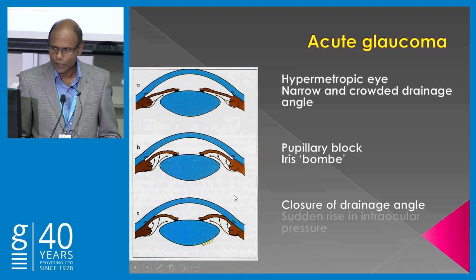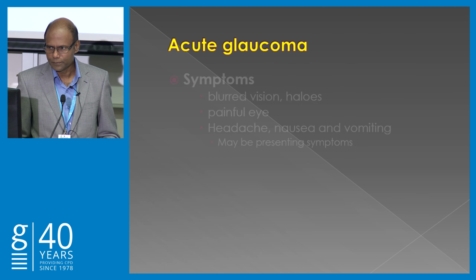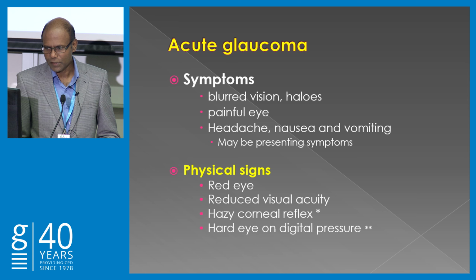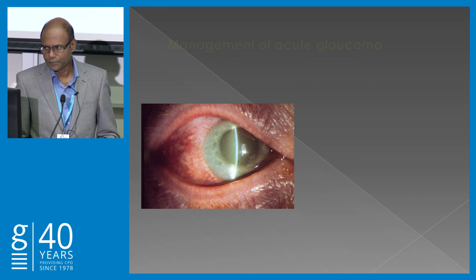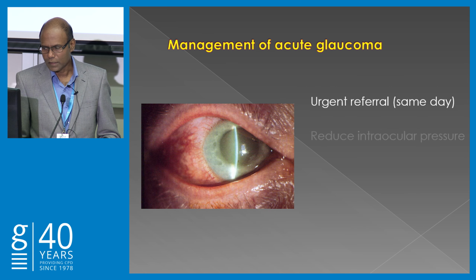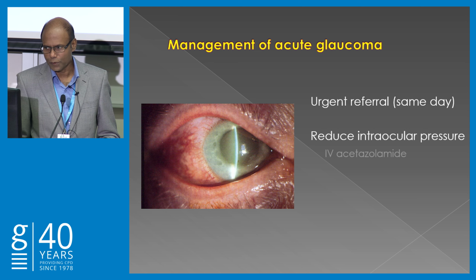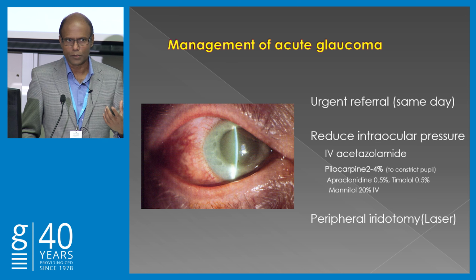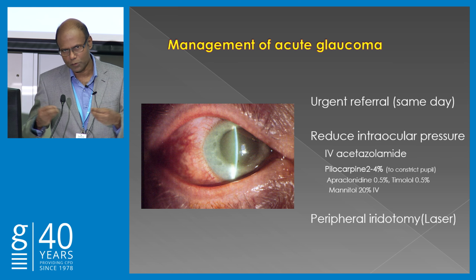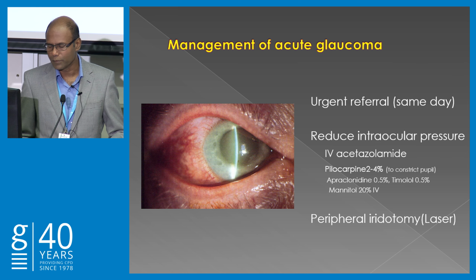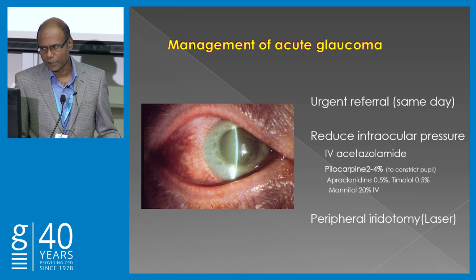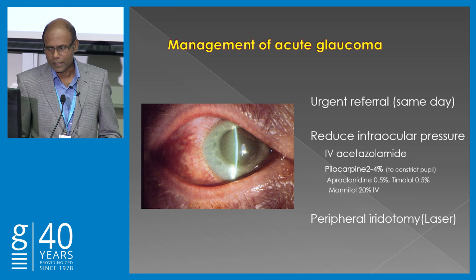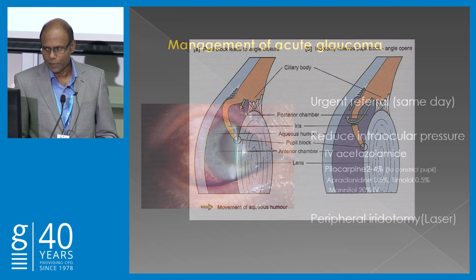That's what we do. So these are the presentations, and so urgent referral. We reduce the intraocular pressure using intravenous acetazolamide, and use pilocarpine to constrict the pupil to draw it away from the angle, then apraclonidine and timolol to reduce the pressure. And sometimes to reduce the pressure, you have to use mannitol. Then you do the peripheral iridotomy.